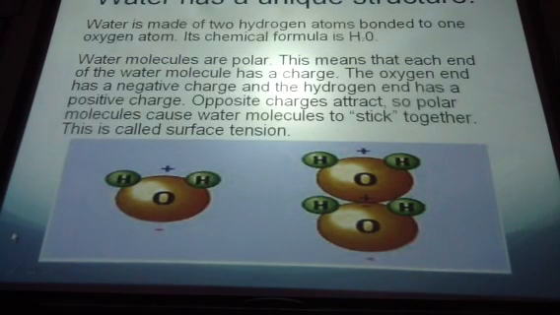Water has a unique structure. Water is made of 2 hydrogen atoms bonded to 1 oxygen atom. Its chemical formula is H2O. Water molecules are polar. This means that each end of the water molecule has a charge. The oxygen end has a negative charge, and the hydrogen end has a positive charge. Opposite charges attract, so polar molecules cause water molecules to stick together. Again, that's the cohesiveness. This is called surface tension.